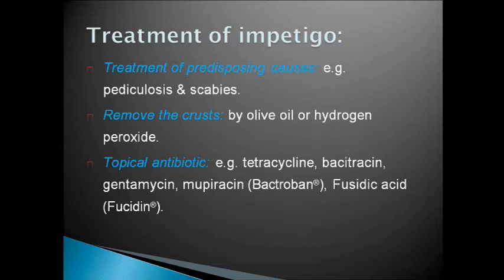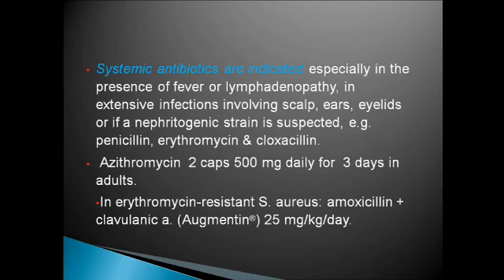These topical antibiotics, basically covering the gram positive and sometimes gram negative spectrum, have to be given, along with oral antibiotics in the form of amoxicillin, cloxacillin, erythromycin, azithromycin, and for erythromycin resistant Staph aureus, the patient may be given amoxicillin plus clavulanic acid, or Augmentin, at 20 mg per kg per day. Basically you are using broad spectrum antibiotics, and the antibiotics have to be given for at least 5 days in the pediatric age group.